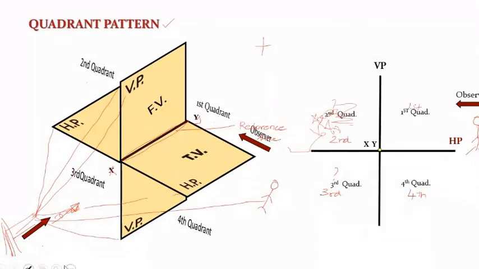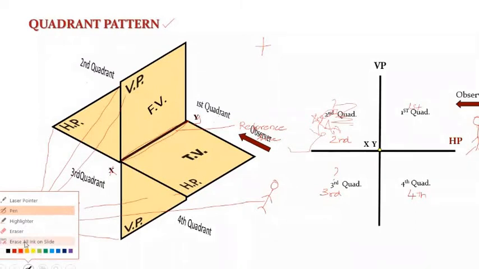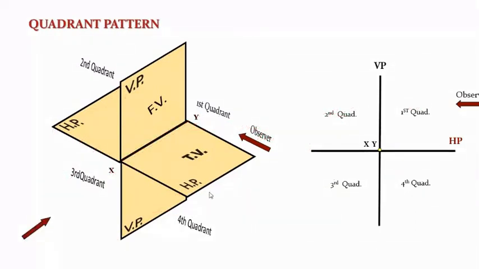So I'll just erase this. So this is my vertical plane, and this will be my horizontal plane. The intersection point is nothing but my reference point, and your first quadrant will be here, second will be here, third and fourth. And the position of the observer will always remain here. So irrespective of the quadrant you are considering, the position of the observer will not change. Is that clear?